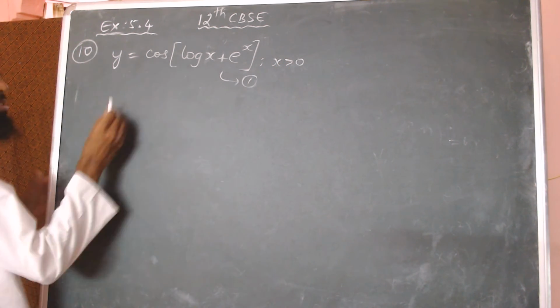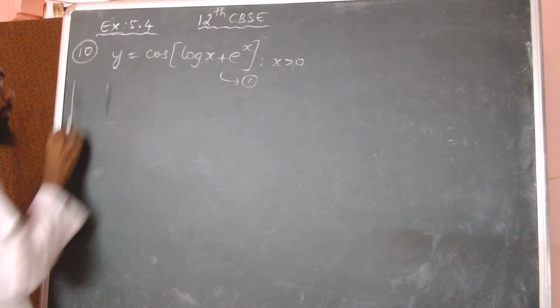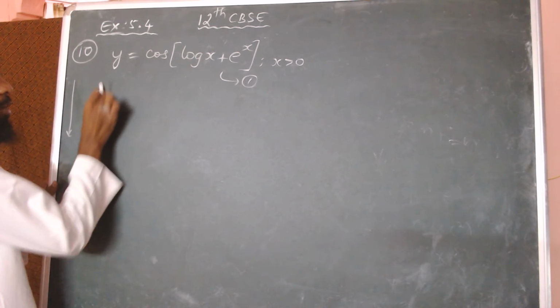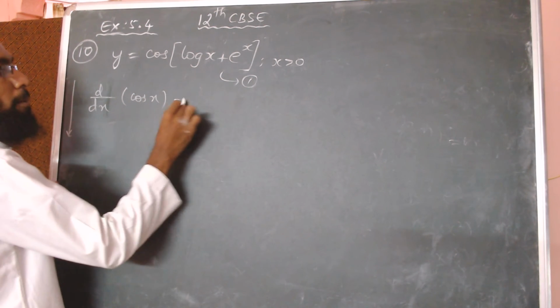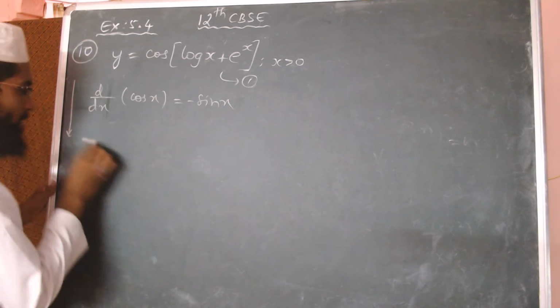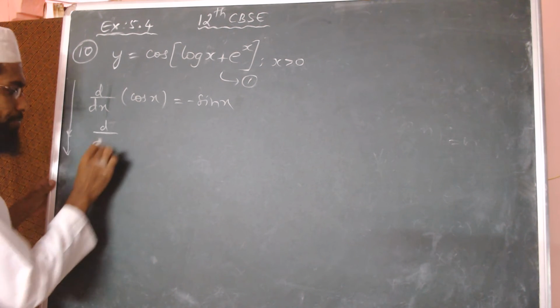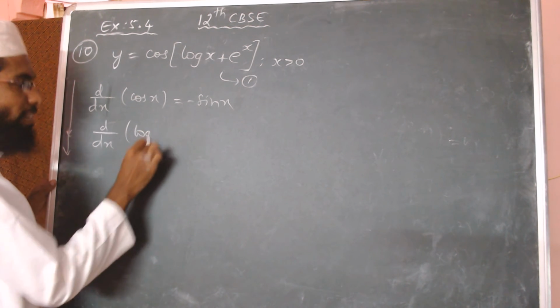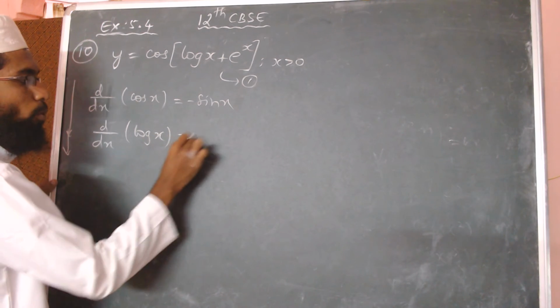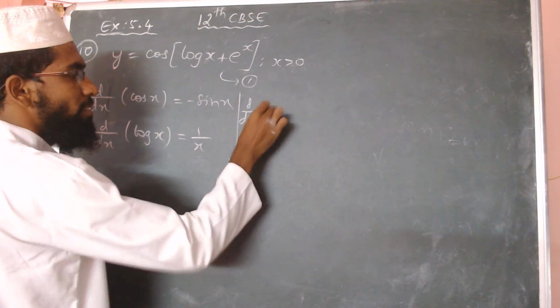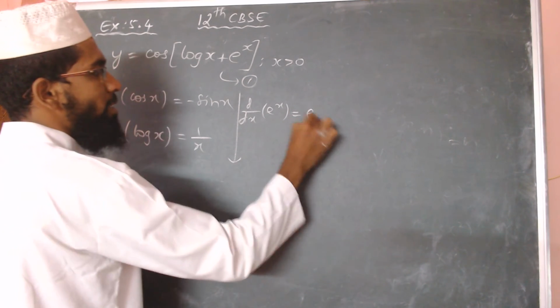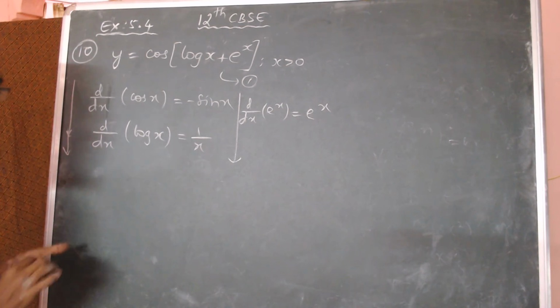Now if I differentiate this, what will I get? What are the formulas I am going to use here? I am going to use: derivative of cos x is minus sin x, derivative of log x is 1 by x, derivative of e power x is e power x itself. I am going to use these three formulas in the sum.